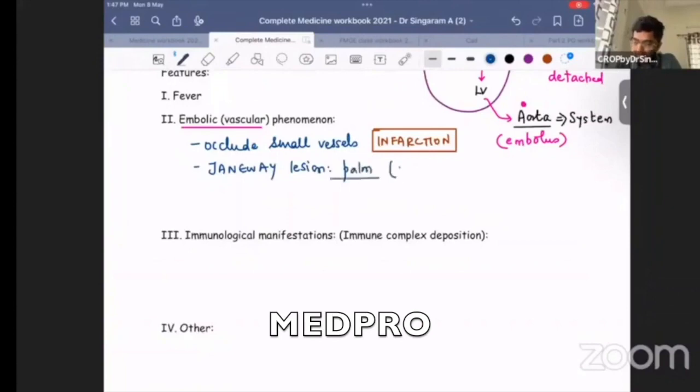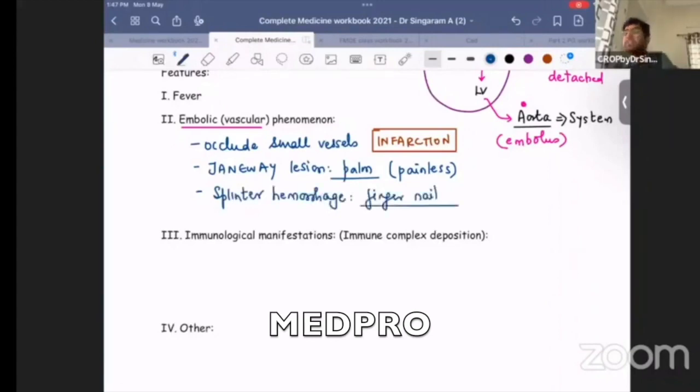Okay, and these are painless lesions. Don't forget this. These are the painless lesions. Then you can also have something like this in the fingernails. I don't have the picture, but you can have small hemorrhages, small streaks like that. What do you call them? Splinter hemorrhages, related to the fingernail area. All these are embolic phenomena.